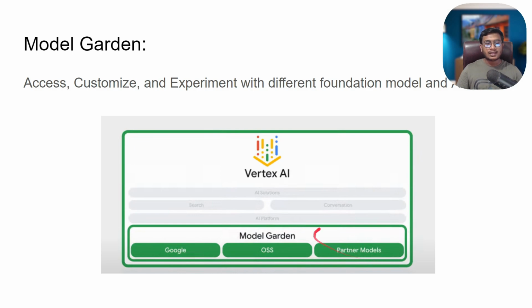Then it also has some partner models. So what are partner models exactly? They collaborated with different kinds of organizations and companies. Let's say Claude is a company, then we have Meta as a company. These companies have also introduced many large language models. So they collaborated with these organizations, and all the models they introduced are in the Model Garden. This is called partner models.